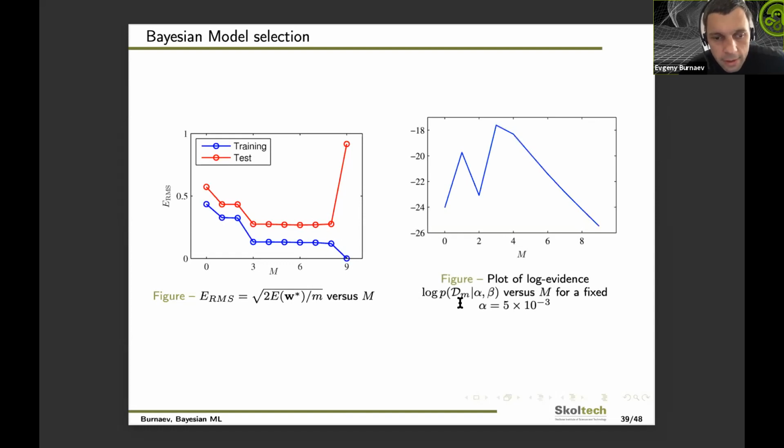However, if we fix values of alpha and beta, and see how log evidence behaves with respect to the number of polynomial terms, so we consider a model with 1 polynomial term, with 2 polynomial terms, with 3 polynomial terms, etc., we observe that this log evidence has a clear maximum. And so using this approach, we can perform model selection. Of course, maybe it's not the best way for model selection, but this is a good illustration of the general Bayesian concept.